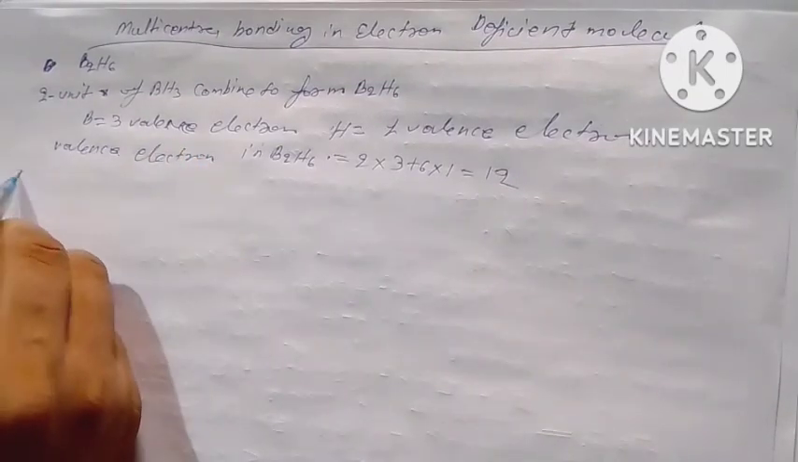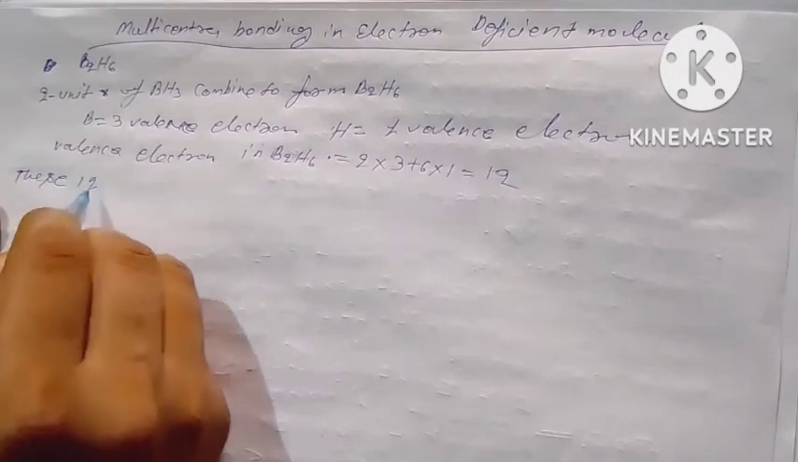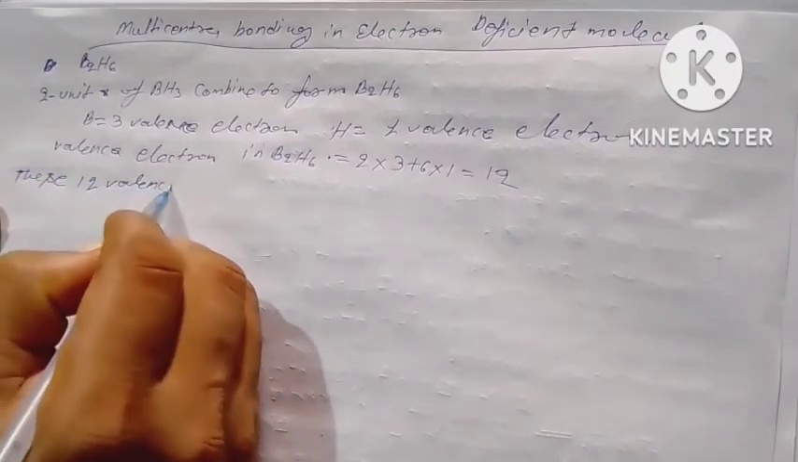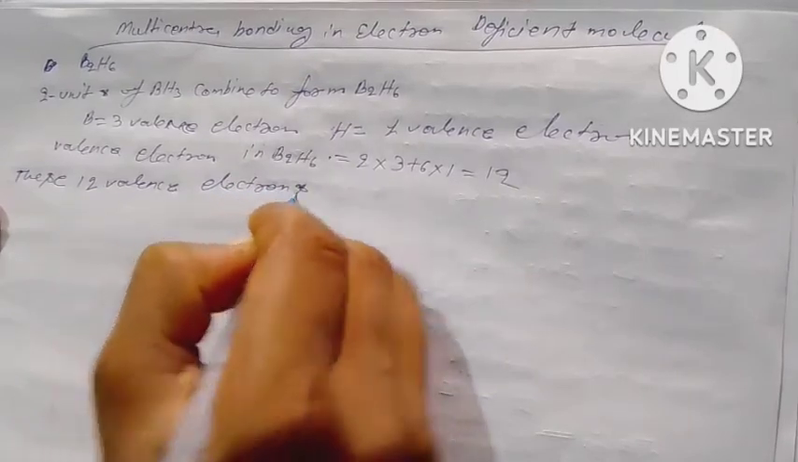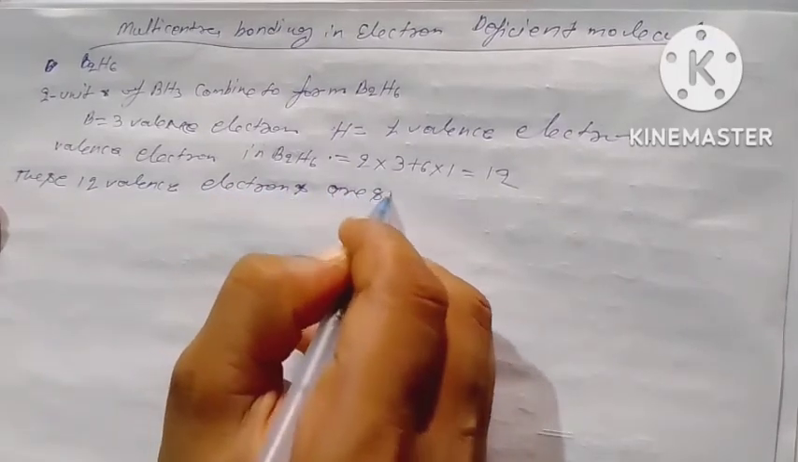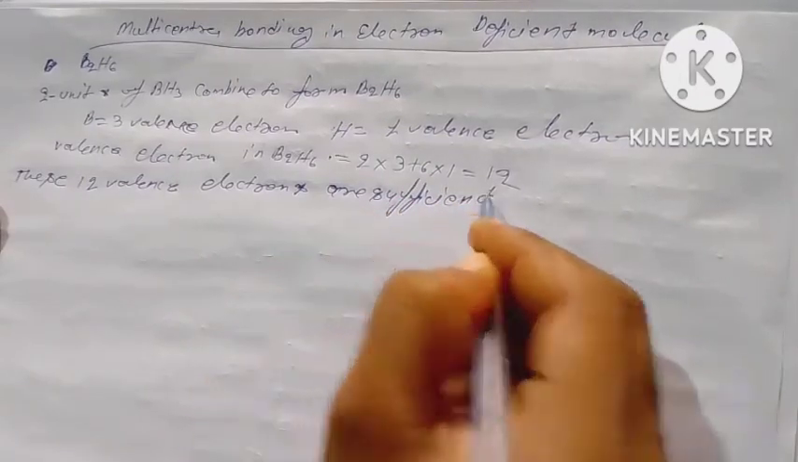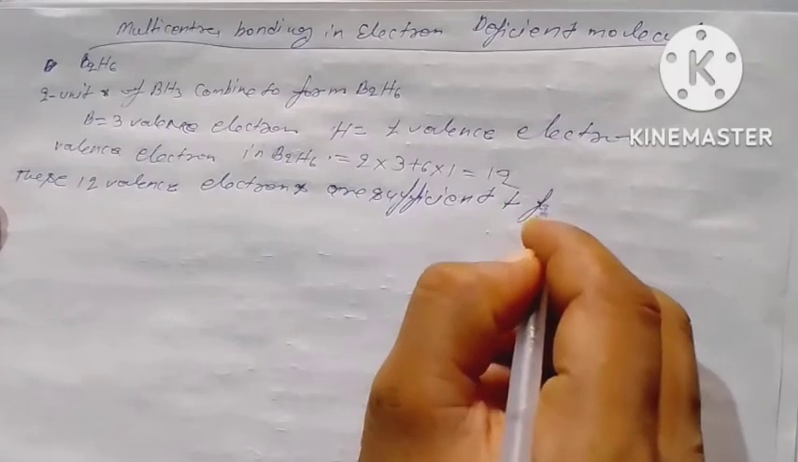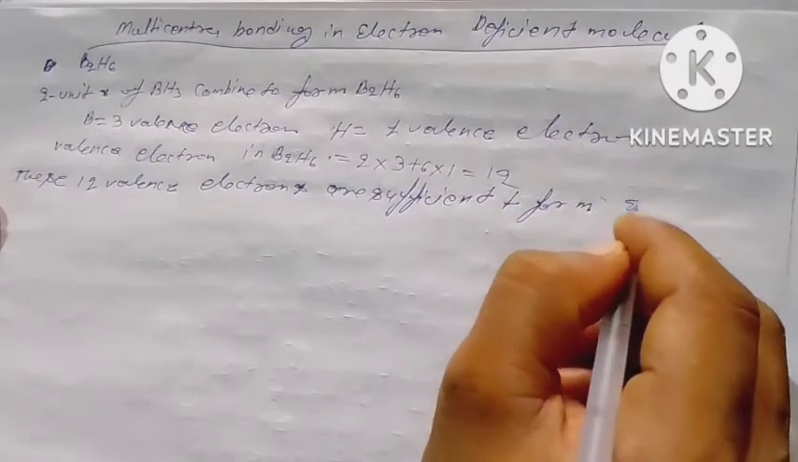These 12 valence electrons are sufficient to form 6 bonds.